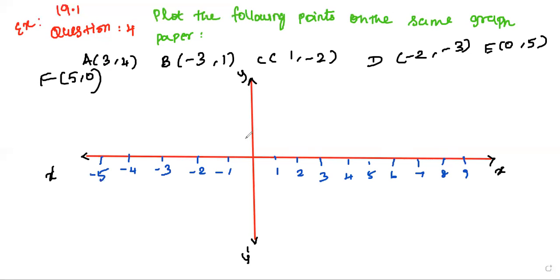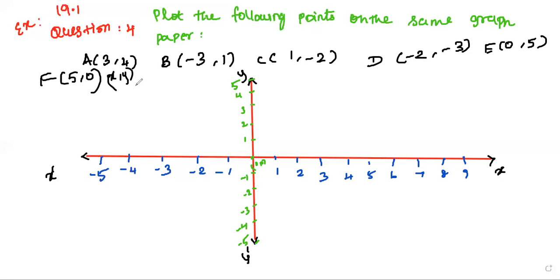This is the positive y-axis. 1, 2, 3, 4, 5, and so on. On the other side, you will have negative 1, negative 2, negative 3, negative 4, negative 5. So here you will have the origin (0, 0). You are already aware of this fact. Coordinates are always marked in x, y format.